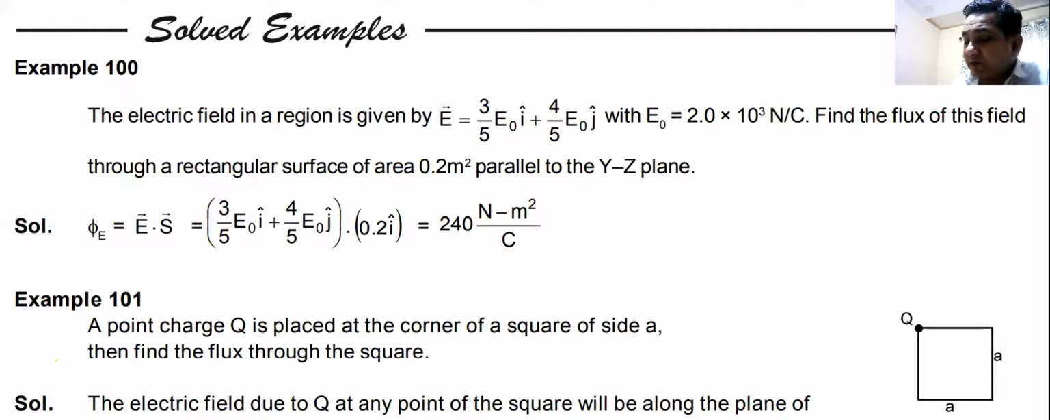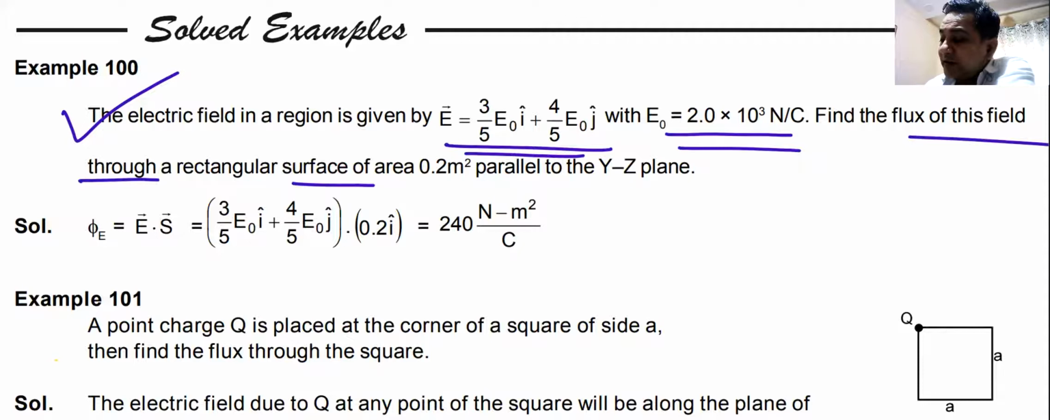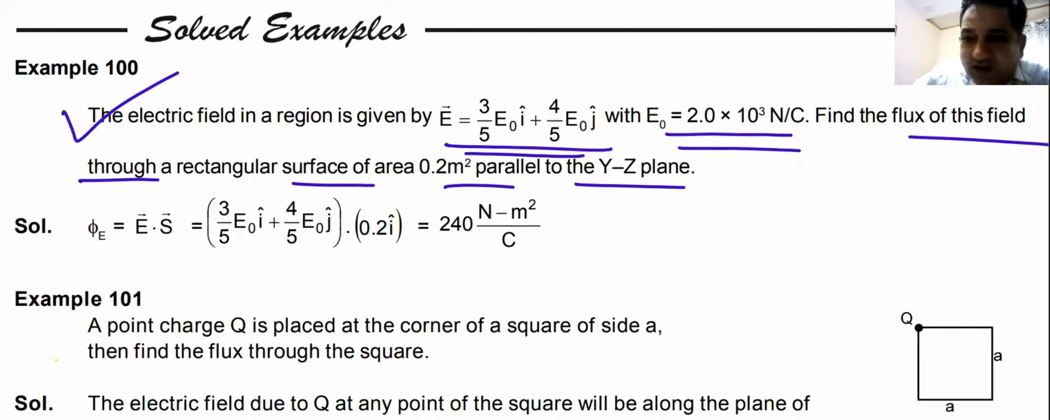Solved examples, you have to solve example number 100. It's a very simple question. Electric field is given by this vector form, with E naught given. Find the flux through a rectangular surface of area 0.2 meter square parallel to the YZ plane. Since it is parallel to the YZ plane, the area vector will go along the x-axis. You can take it as positive x-axis or negative x-axis because positive and negative are not defined here. So either you will get a positive answer or a negative answer. You'll have to take the dot product. I hope you can get the answer for this one.